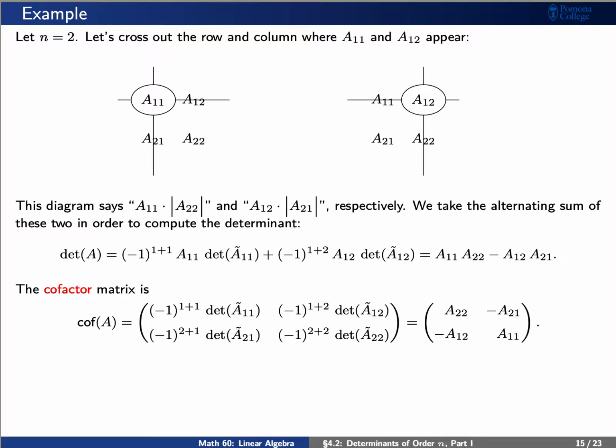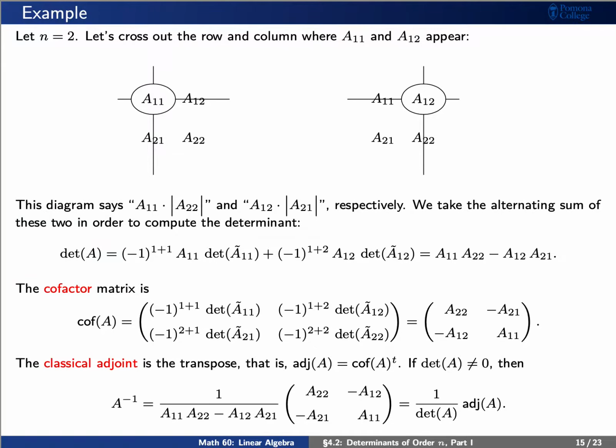This should look somewhat familiar. Remember that the classical adjoint is just the transpose of this matrix. And actually, we've seen before that the inverse of a matrix A we can compute in terms of the adjoint. It's just 1 over the determinant of A times this adjoint, namely the transpose of this cofactor matrix.